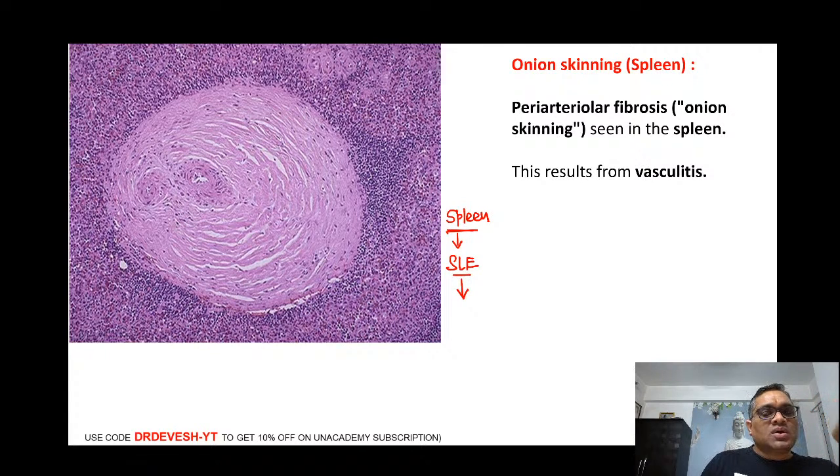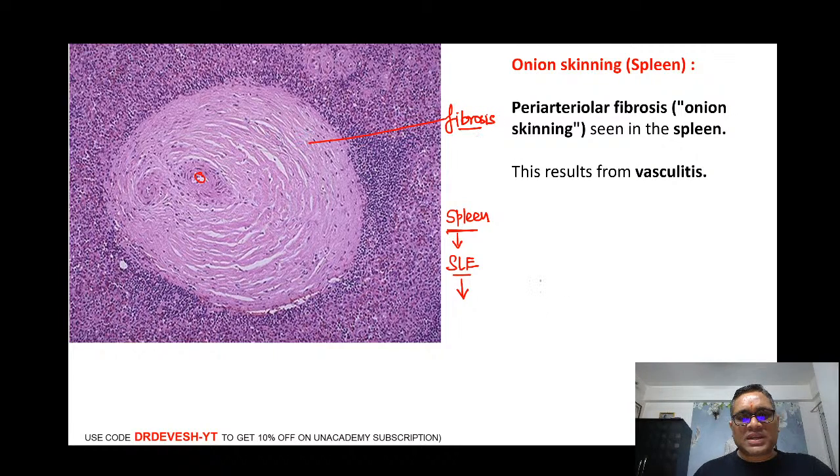Or the examiner will be asking you, what is the characteristic lesion you are seeing here? Or the examiner can tell you directly that this onion skinning of the spleen, which you are seeing in SLE, is due to what? No, it's not sago spleen. See this spleen: this is the small arteriole, and these eosinophilic structures are the area of fibrosis.